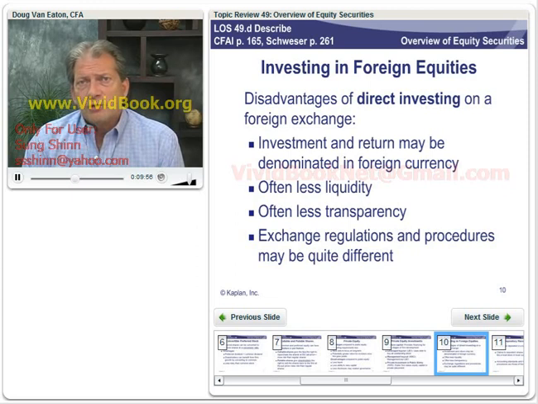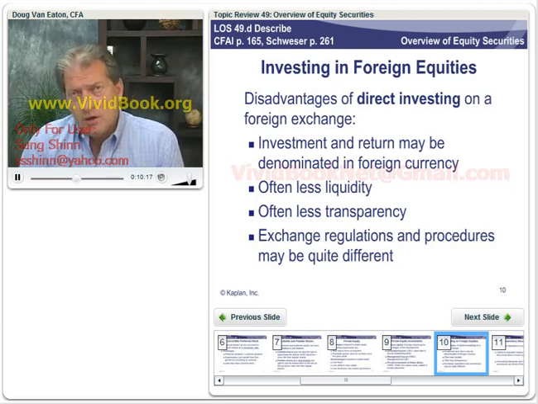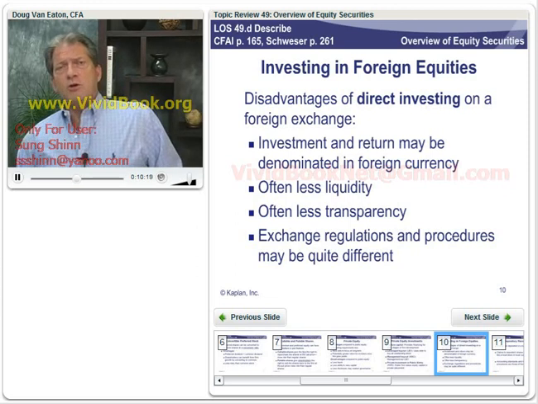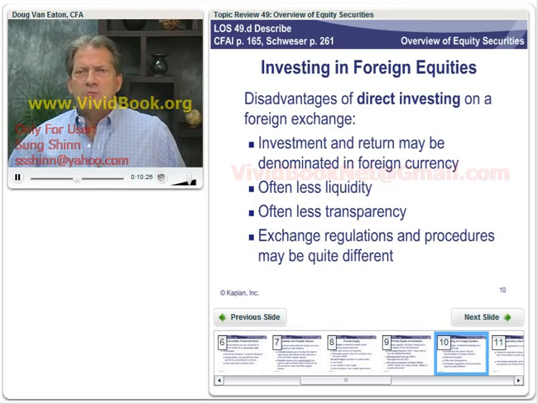Often foreign markets are less liquid and offer less transparency. I know we've run into some trouble with that lately with some Chinese stocks that have been trading, where the transparency just isn't yet what we've come to expect and what investors really need to make informed decisions. Exchange regulations and procedures may be quite different across countries, so you have to be familiar with all the differences that are out there. And so this is the idea that, well, direct investing has some costs and some challenges.